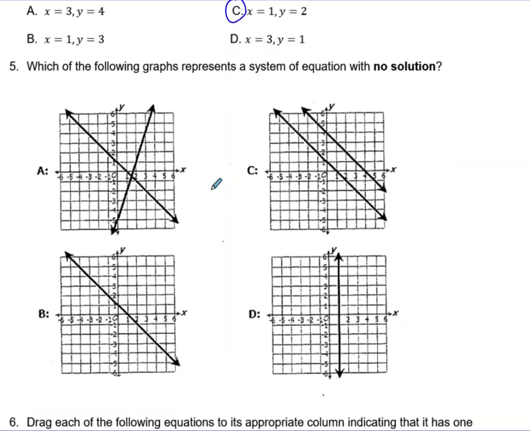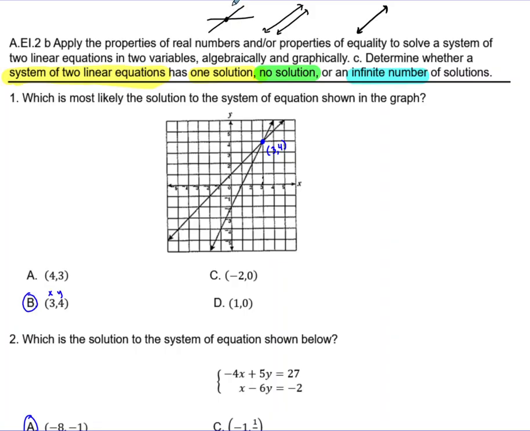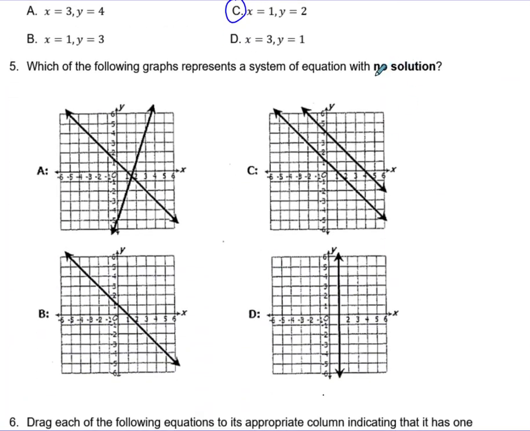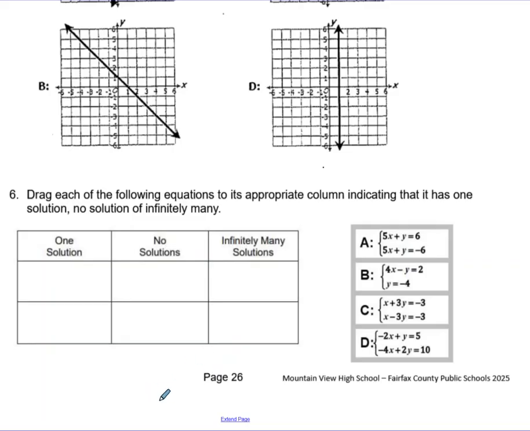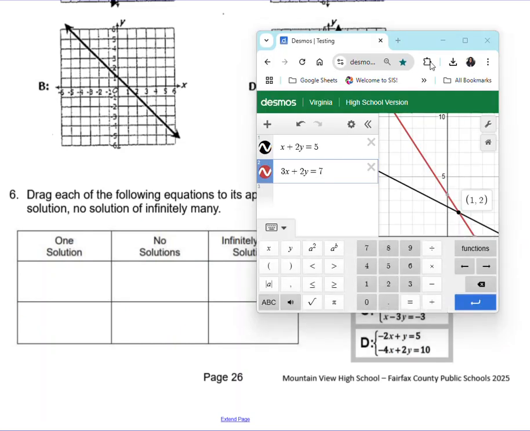Alright, as I explained in the previous one, remember, one solution is where they cross each other, no solution is parallel lines, and infinite solutions is one straight line. So for number 5, it's asking for no solution, so that's C, because they have parallel lines. Now we're just going to look at all 4 of these systems of equations and see which ones are one solution, no solution, or infinitely many solutions. So in Desmos, let's go ahead and graph this.